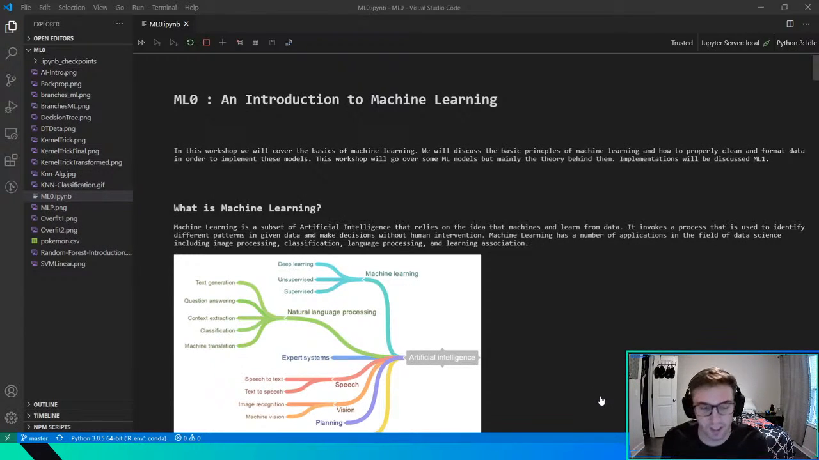Alright, hello everyone. Today we're going to be doing our Machine Learning Zero workshop, where today we'll be mostly talking about different machine learning algorithms.